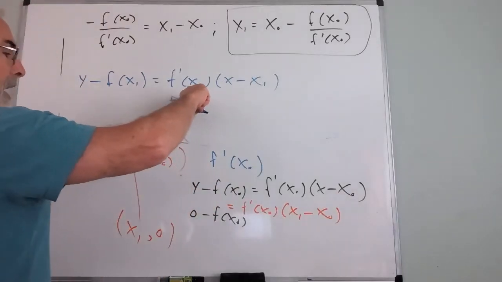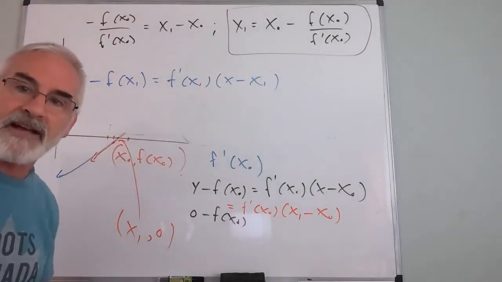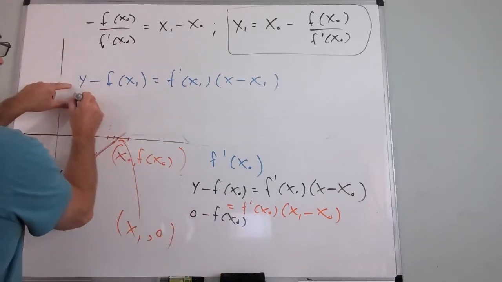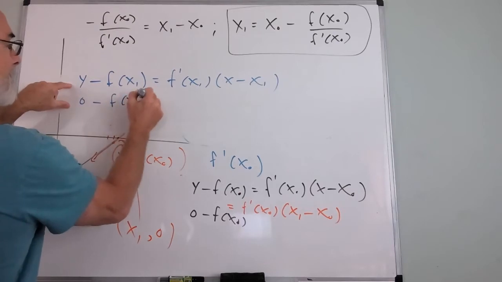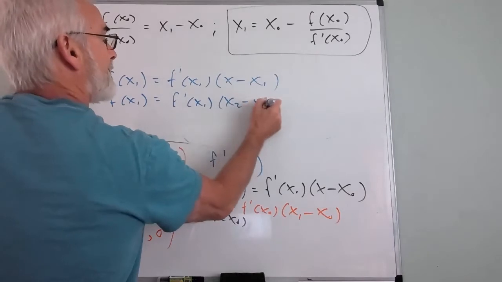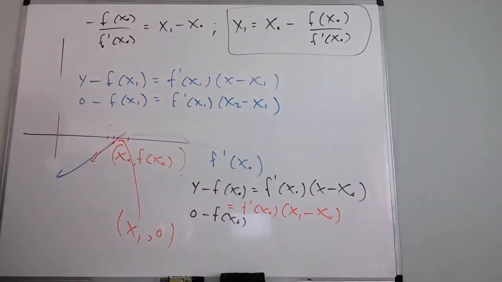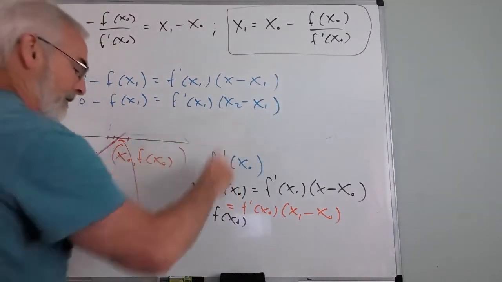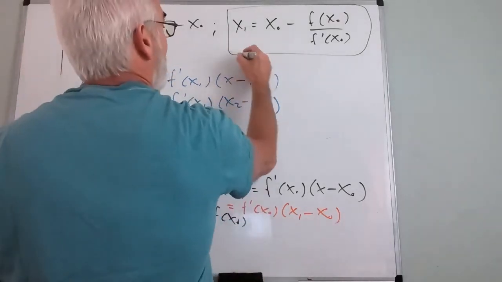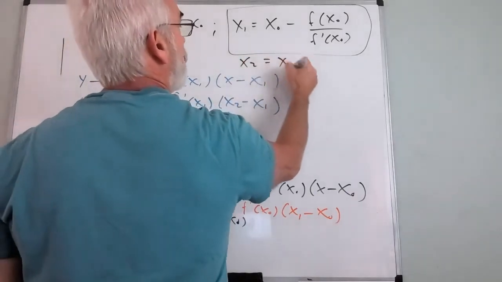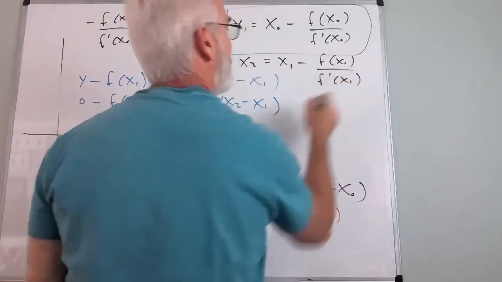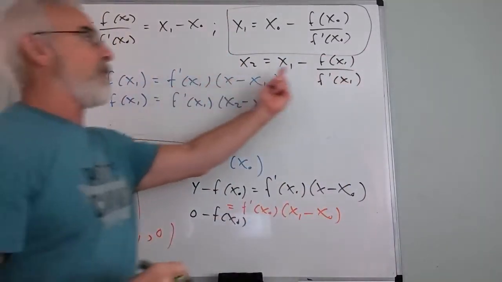So if I call where it crosses the x-axis x2 comma 0, then going back to here, that would be 0 minus f of x1 equals f prime of x1 times x2 minus x1. And my goal is to solve for x2. If I do the algebra, what are you going to notice here? That x2 is going to equal x1 minus f of x1 over f prime of x1. Oh my gosh, it's the same form.